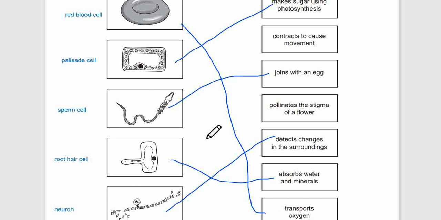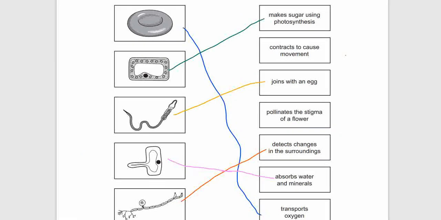So 1, 2, 3, 4, 5 lines. We don't use this one and we don't use this one. Pollinating the stigma of a flower is the task of pollen, which doesn't have a picture there. Contracting to cause movement is muscles. Okay, I hope it's clear. If you have any doubts, please write down your question in the comment section. This is our answer.